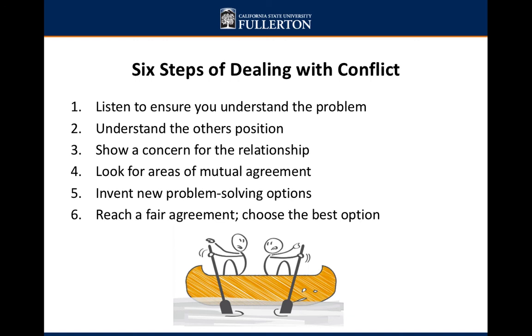Look for areas of mutual agreement. This is good because when you can look for a certain area of mutual agreement, try to strive to get something done where you can both fit in that mutual agreement. That way you can both be happy. And of course, invent new problem solving options. Talk about ideas of how you can solve this problem. No idea is a bad idea. Just try to figure it out. And of course, reach a fair agreement and choose the best option. Number six is always a little difficult to do because some people don't want to give up too much, but sometimes you need to give up a little bit in order to resolve conflict. So just make sure you reach a fair agreement and both parties are happy.